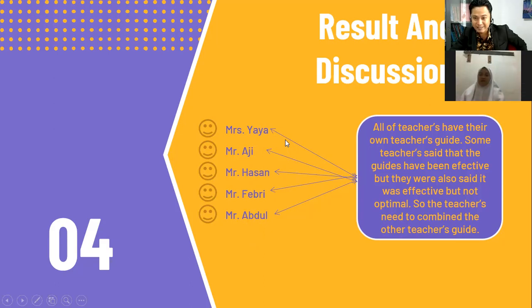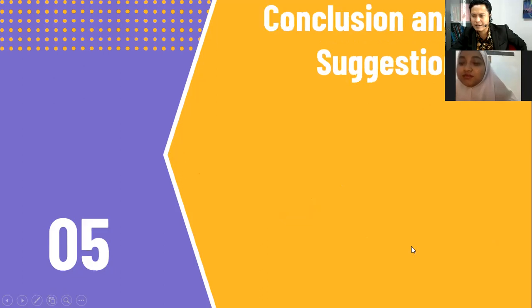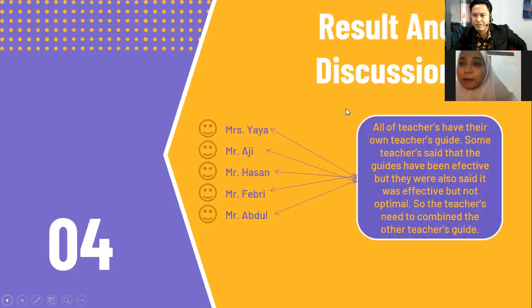Okay, Latifa. Again, in your results here, you mention all of the teachers have their own teacher's guide. Some teachers said that the guides have been effective, but also said it was effective but not optimal. So the teachers need to combine the other teacher's guides. From your finding here, you should mention it.